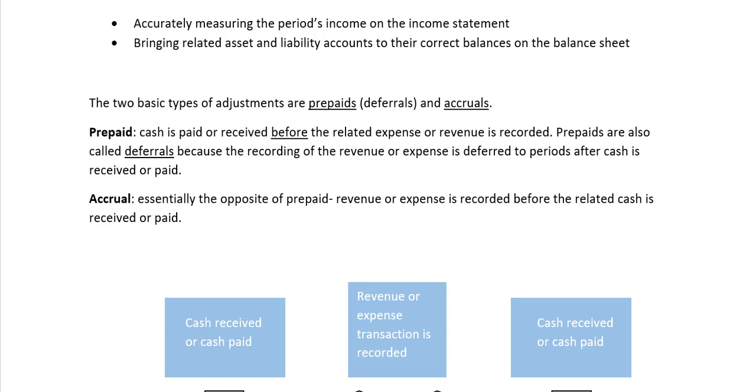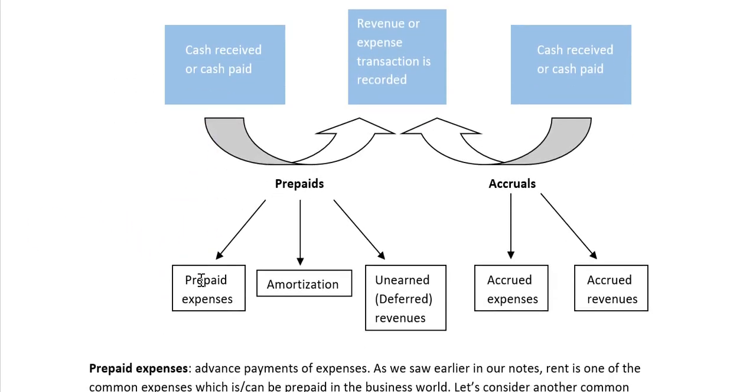So let's have a look at this diagram here, which does a good job of illustrating what I'm talking about. In a prepaid situation, you have the cash flow happen first, and then, as the arrow points out, you have your revenue or expense recognition after. In case of an accrual, on this side, we have the revenue or expense transaction recorded first, and then we have cash received or paid. So in terms of timeline, we're flowing from left to right. The difference between the two is just the cash flow happening either before in a prepaid scenario, or after with an accrual.